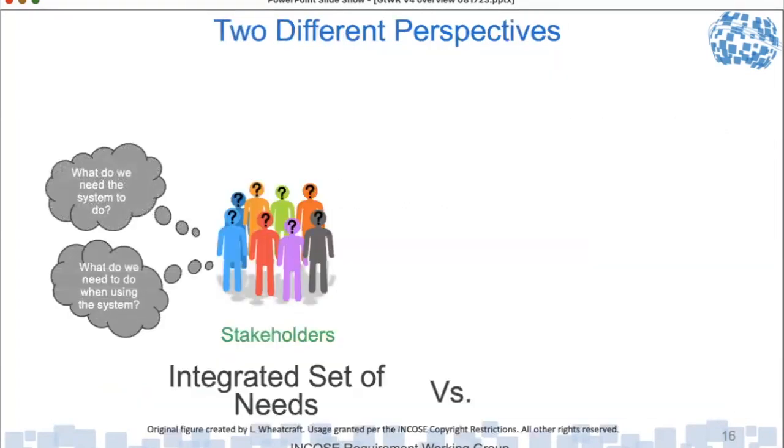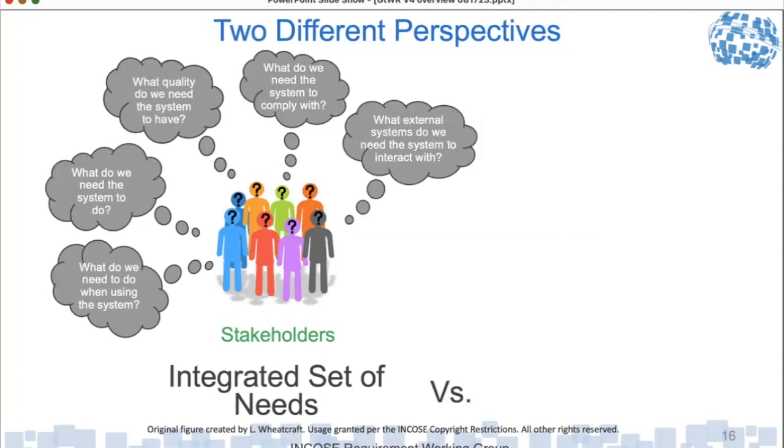So when I talk about two different perspectives, you're looking at the stakeholders. In this case, it really is not just the customer, because the customer doesn't have all the knowledge. And so there are other stakeholders that are involved in some way across the life cycle. What do we need to do when using the system? What do we need the system to do? What quality do we need the system to have? What do we need the system to comply with? Your standards and regulations. What external systems do we need the system to interact with? And so they're looking at it from a black box and they're asking those questions, and then they're describing the black box in terms of these questions.